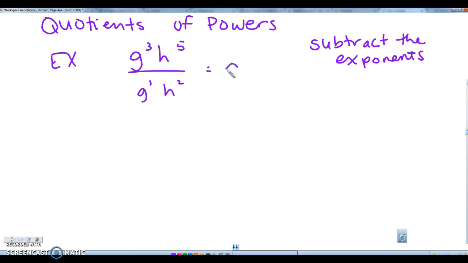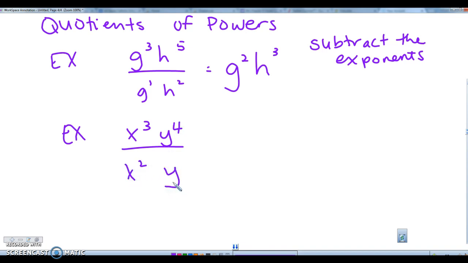So I say, to get my g exponent, 3 minus 1 is 2, and 5 minus 2 for h is 3. So I have g squared h cubed. Try this example on your own. x cubed y to the 4th over x squared y. You should have remembered that this y has an exponent of 1, which means when I subtract down, I get x y cubed.